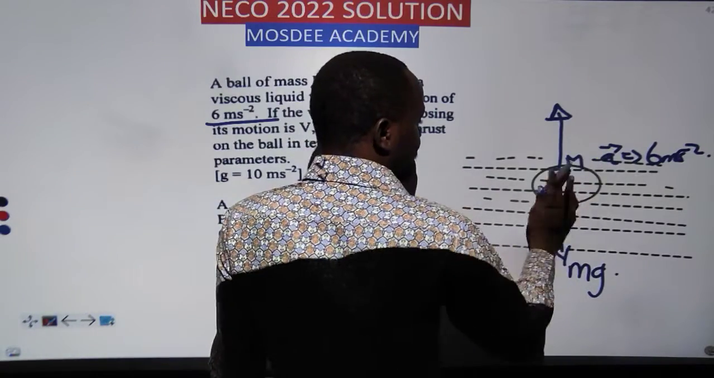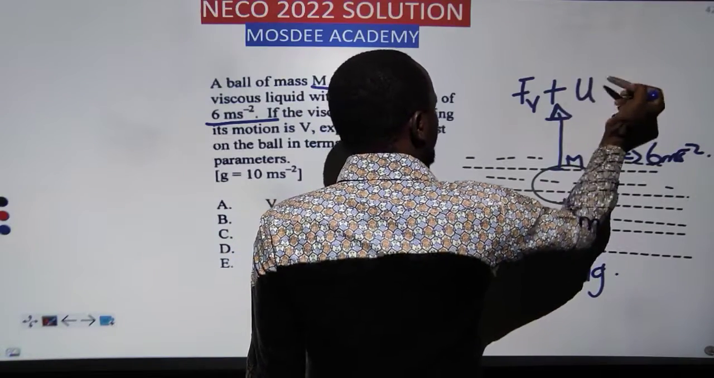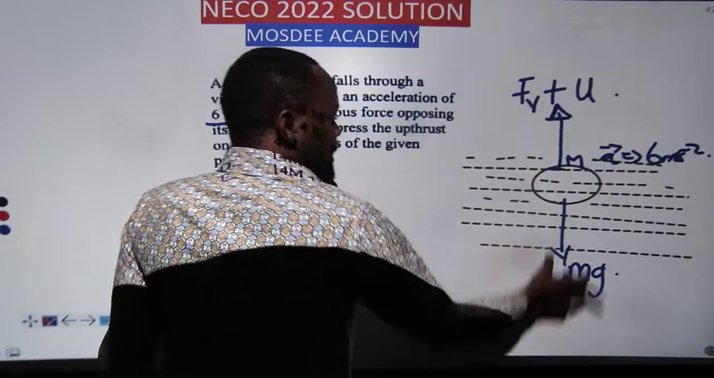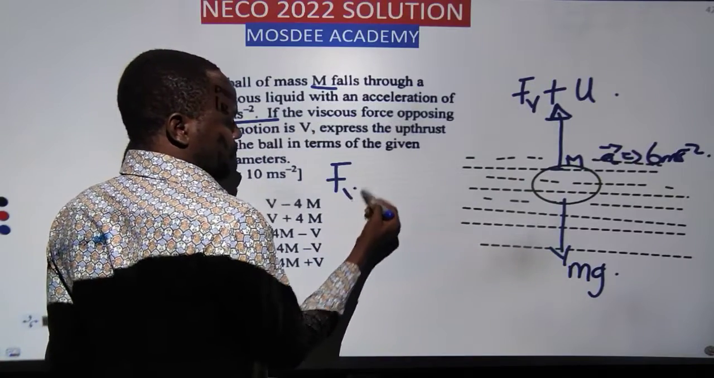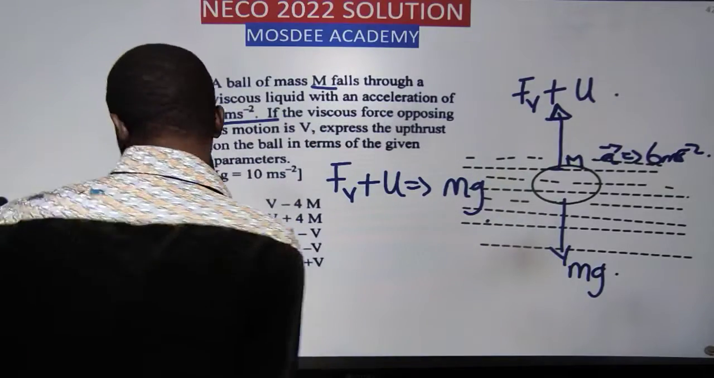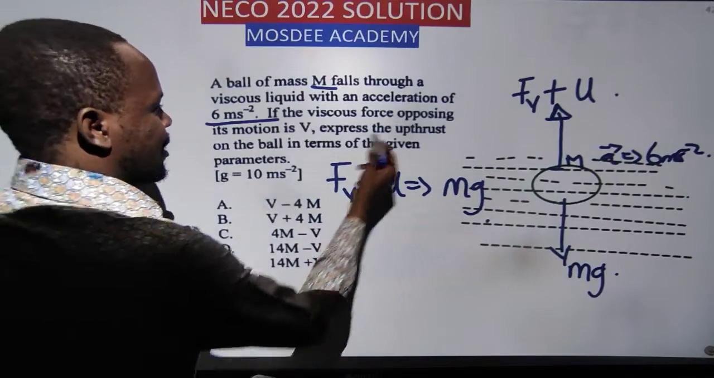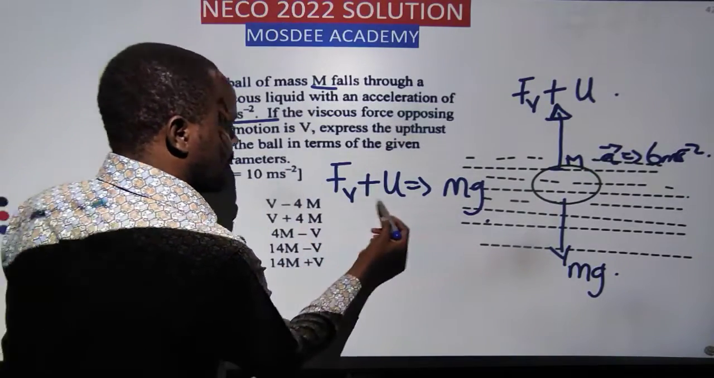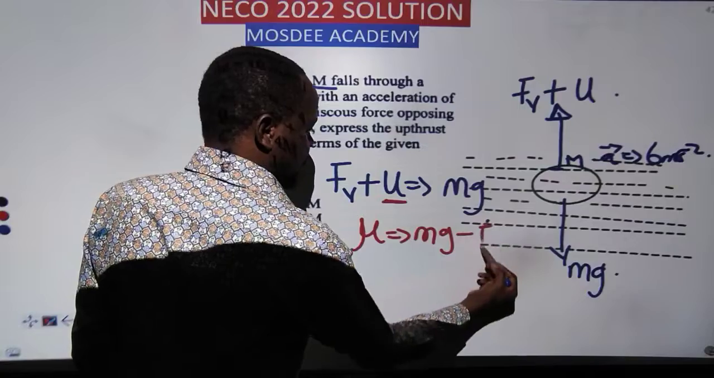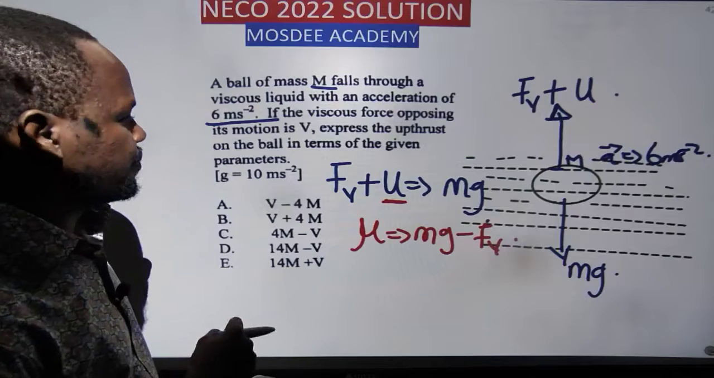I'm not here to teach any concept, I'm here to solve. So on the ball, there are two forces: viscous force, Fv, plus buoyant force, which you call upthrust. It's the same thing. Upthrust is also called buoyant force. So from the balance, we say viscous force plus upthrust must balance mg. That is how we relate the concept to the formula. The question asks us to express the upthrust of the ball in terms of the parameters. So the upthrust U is equal to mg minus the viscous force.